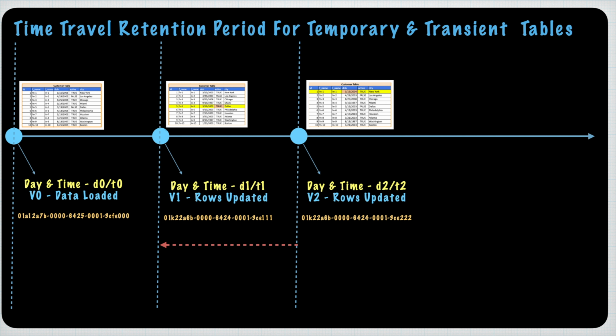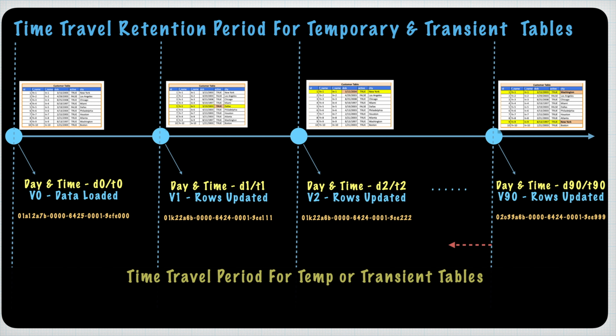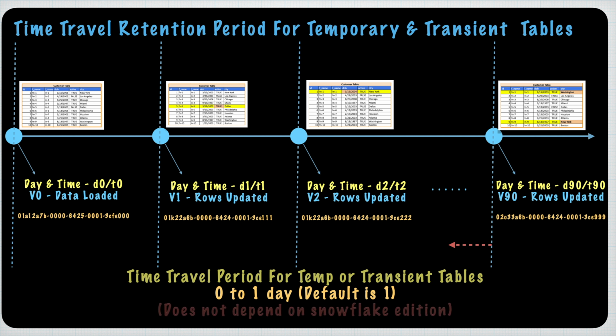Then further ETL operations happen, and if we reach the 90th day, we would not be able to access any data from v0, v1 or v2, and we would be accessing only the current date time minus 24 hours of historical data and not beyond that window for temporary and transient tables. And that is one of the big differences between transient or temporary tables and permanent tables. The default time travel retention period is 1 day, and if you set it to 0, then you would not be able to access any historical data for temp and transient tables.